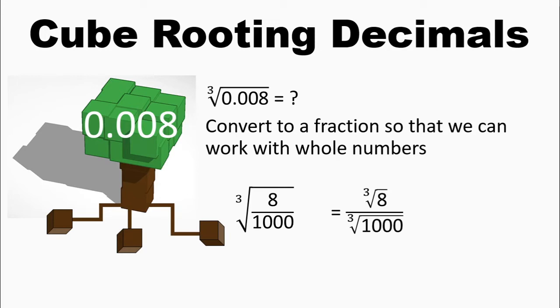If we convert this to a fraction, it makes it a lot easier because then we can just think about cube rooting the whole number numerator and cube rooting the whole number denominator. The cube root of 8, you should know. Cube root of 1,000 as well. That's going to be 2 over 10, or 2/10. The name of the fraction is the same as the name of the decimal value. And since the question was given in decimal form, our answer should be given in decimal form.